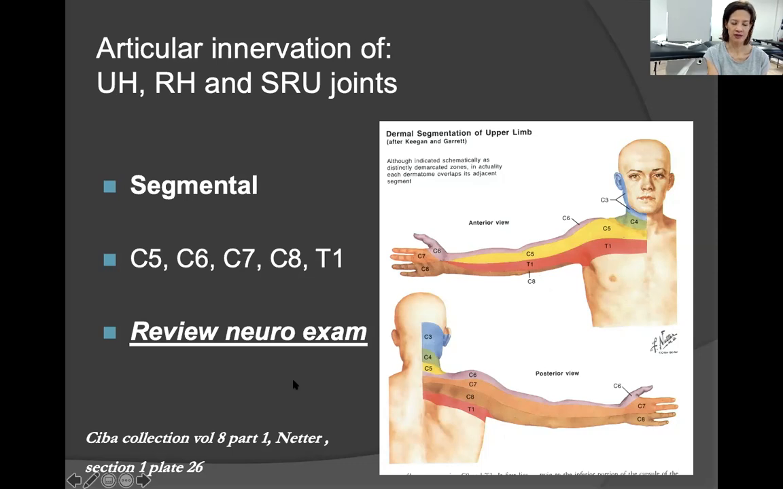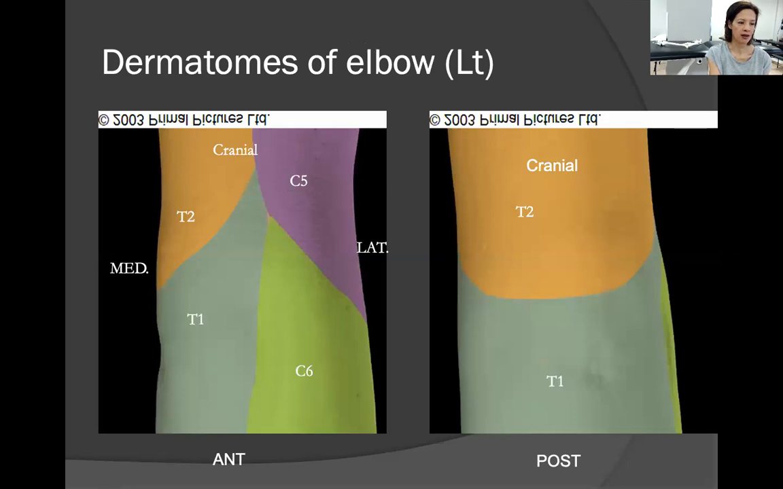Again, don't forget your conductivity test, so the neuro exam. And again, in the different dermatomes, a little closer look. This is the anterior aspect. There could even be some T2 in there as well. But then you think of Hilton's law: whatever crosses and innervates the skin in that area will innervate the articulations as well.